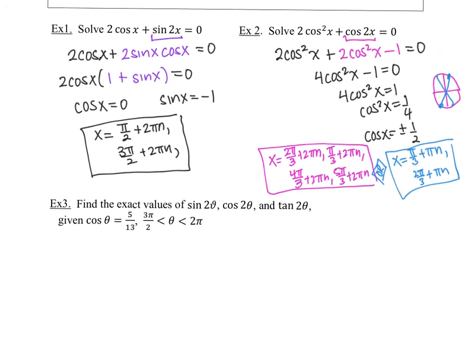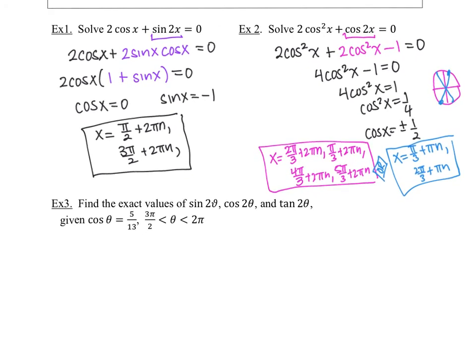Okay, so for example 3, we're going to evaluate sine of 2 theta, cosine 2 theta, and tangent of 2 theta. And they've given me some information, which again is very reminiscent of what we did in chapter 4. They give me that the cosine of theta is 5 over 13. They tell me from 3 pi over 2 to 2 pi, which means I'm in quadrant 4.